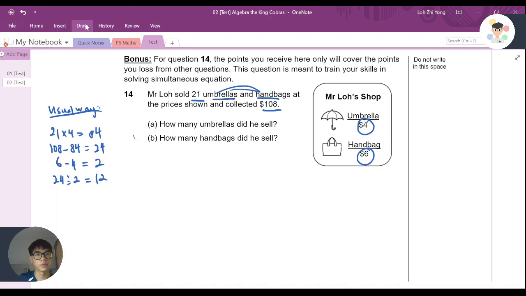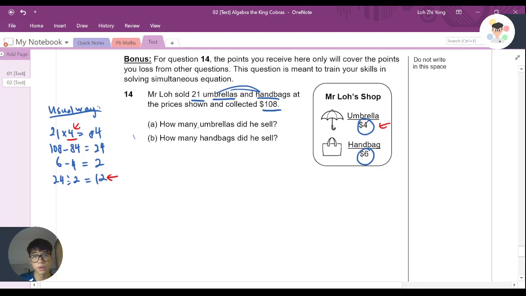Now, when I'm doing all this, sometimes I might get confused. I find 12, but what is this 12? Is it umbrellas or handbags? Now, let me just tell you the tips again. If you assume all to be umbrella, I times 4, right?